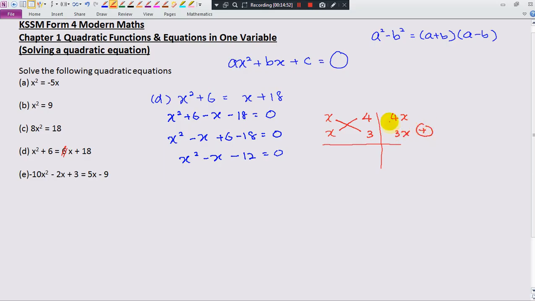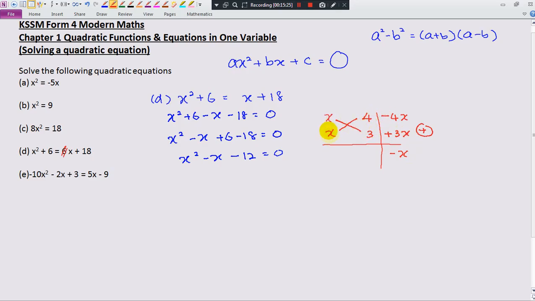Okay, now try to think. What is the combination that I need to use here? In order for these two terms to add up to negative x, it can be positive, negative, negative, positive, negative, negative, or positive, positive. In order to get negative x, here I have to put negative, and here I have to put positive, right? Negative 4x plus positive 3x, you get negative x.